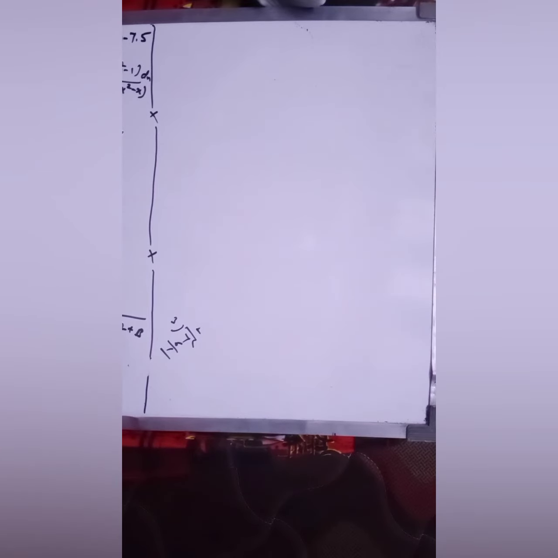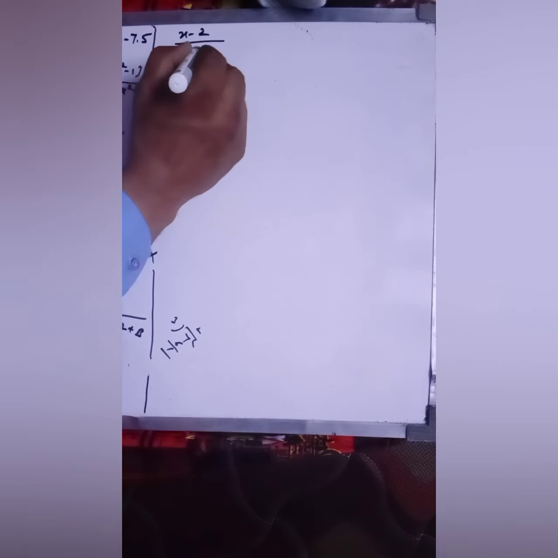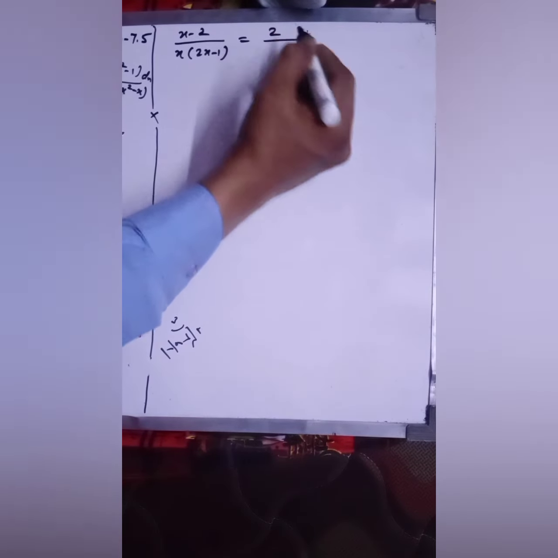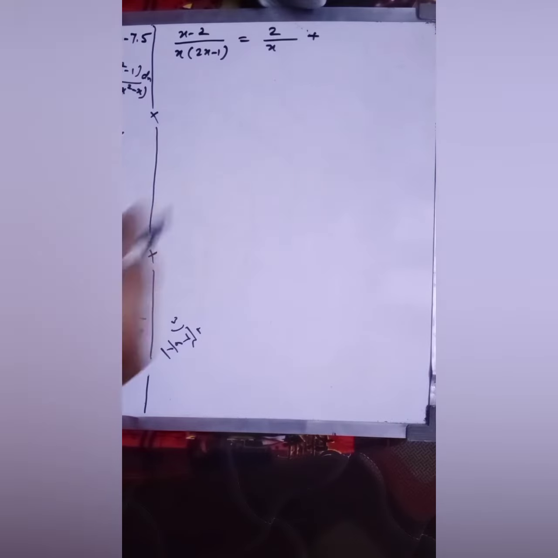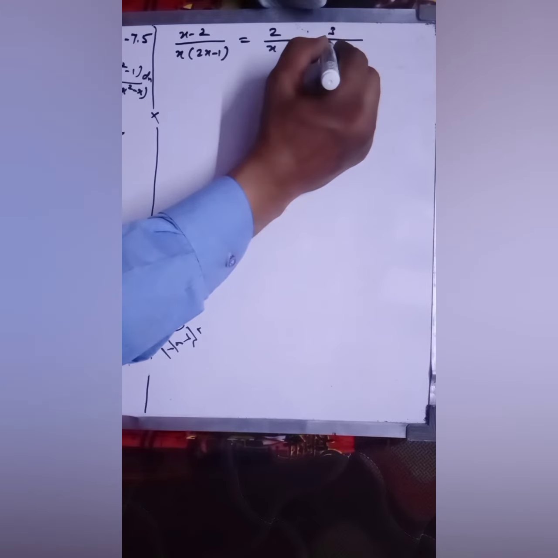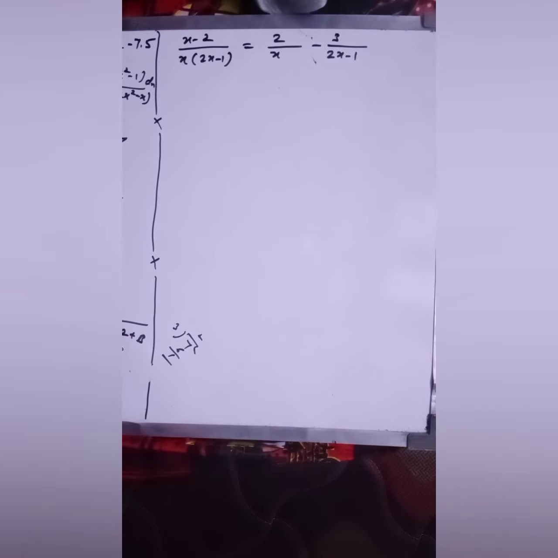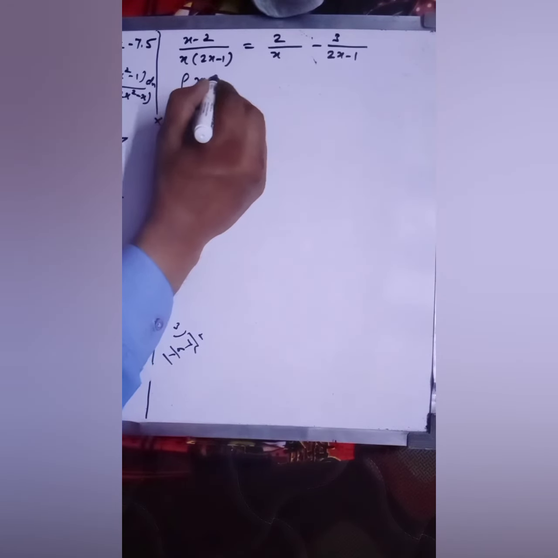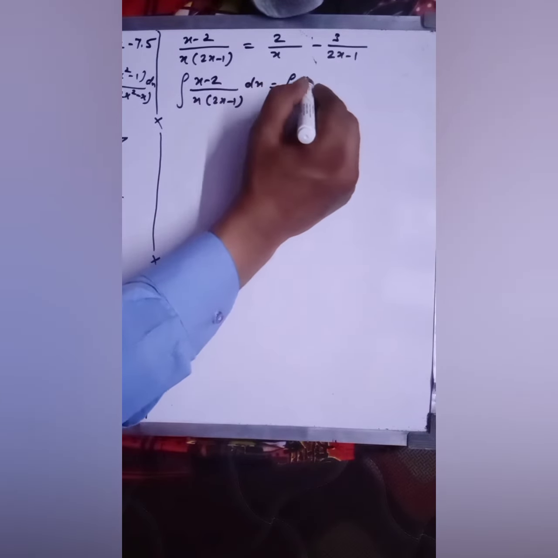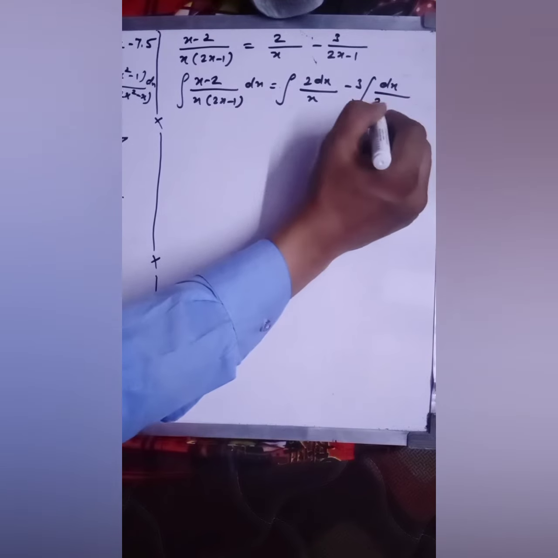Oh yes, x minus 2 over x, that is 2x minus 1, that is equals to your a is 2, that would be 2 by x plus your b is minus 3, so it would be minus 3 over 2x minus 1. Okay, like this. Now you have to take the integral both sides, that is x minus 2 over x into 2x minus 1 into dx, that is equal to integration 2 into dx over x minus 3 dx over 2x minus 1.